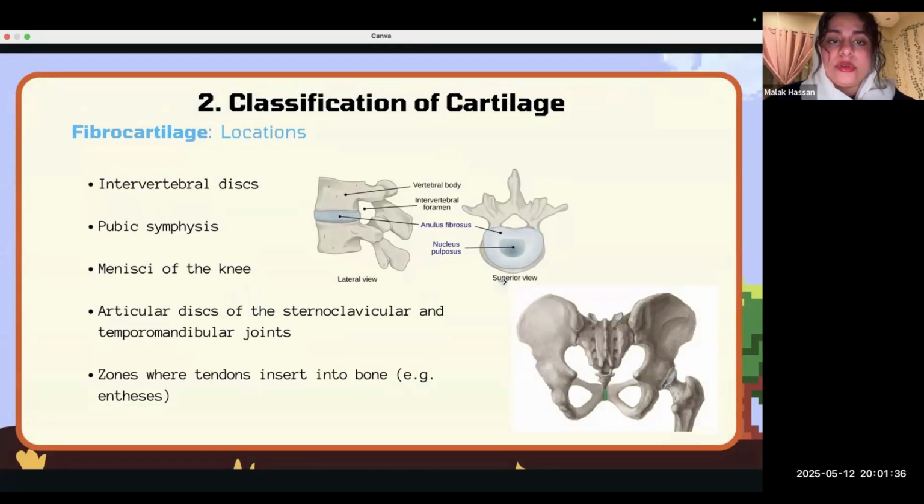All right. What are the locations of fibrocartilage? You have intervertebral discs, like we said, pubic symphysis, menisci of the knee. So any part that connects structures together and will face a lot of pressure will have fibrocartilage because it's very, very strong. Okay, so just remember IV discs, pubic symphysis, and menisci of the knee. And there's also the articular discs of sternoclavicular and temporomandibular joints, but I don't think you need to know that. And entheses, which I also don't think you need to know. Just remember these three.